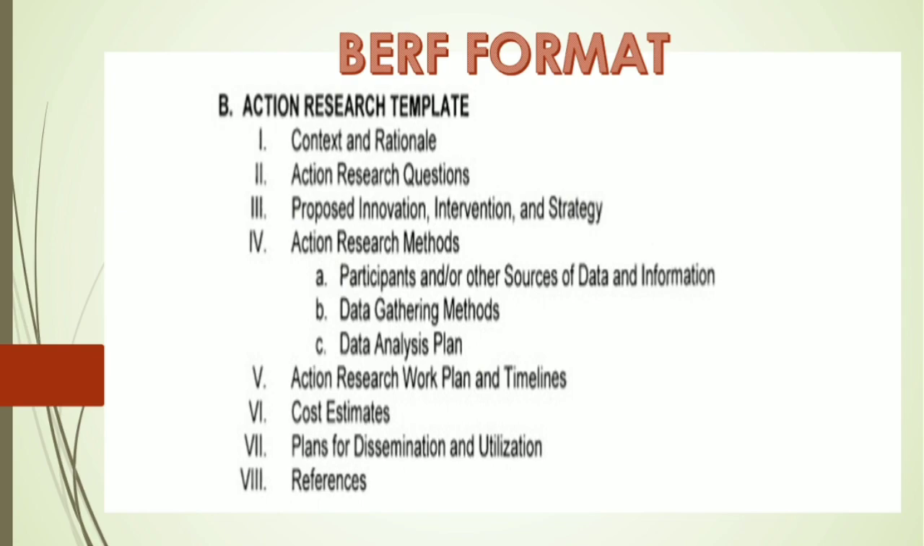Cost estimates is the part where you are listing or recording all the things that you're going to need in accomplishing your research, the total amount of money that you are going to use in working with your intervention, and also the materials that you're going to need. Next, plans for dissemination and utilization. In this part, you are discussing your plans on how you are going to spread and introduce your study to different groups of people.